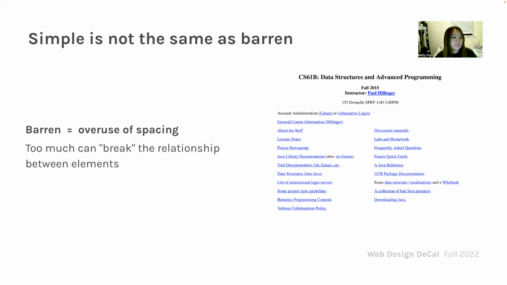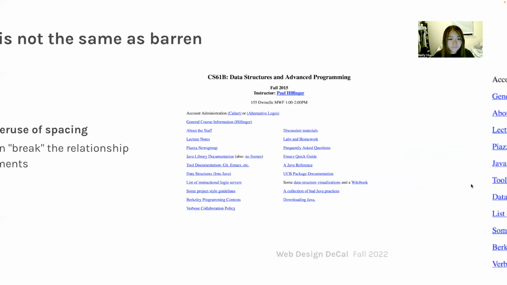Another thing to note is that simple is not the same as barren. Barren is the overuse of spacing, and a little bit too much of this can break the relationship between elements. We can see here where there's a lot of space everywhere, but it can be hard to see what's going on. There's a lot less hierarchy here than on a lot of websites that use space really effectively.